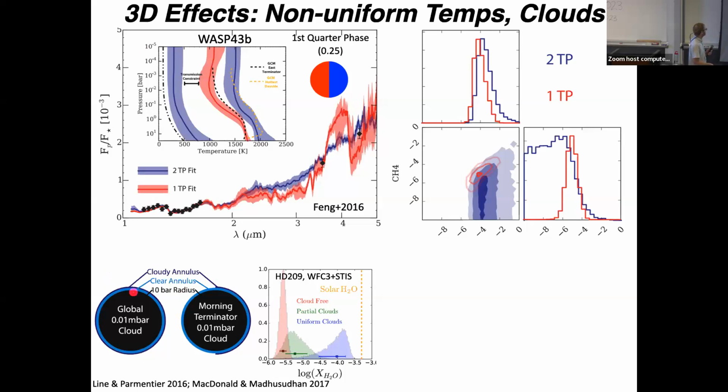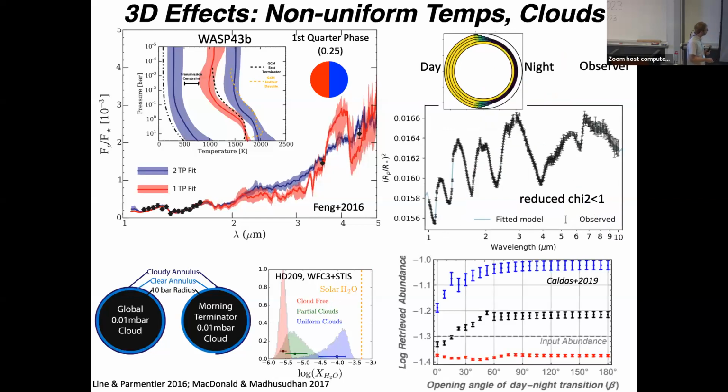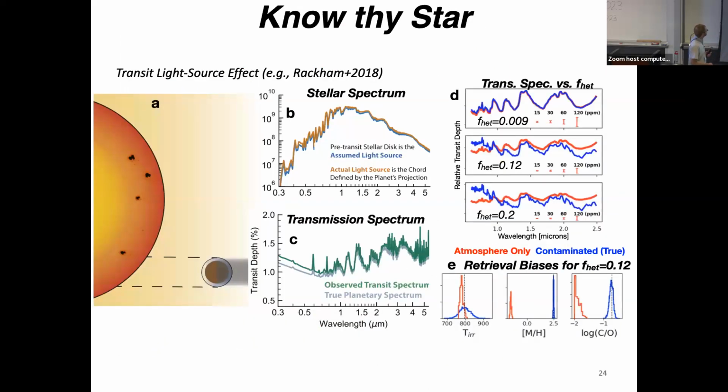You can consider things like non-uniform cloud coverage, and if you do or don't, you can get different answers depending on what you assume, right? This is an example of a marginalized posterior for water. How does this water abundance shift around as you change these multi-dimensional effects? In the interest of time, we'll skip through.